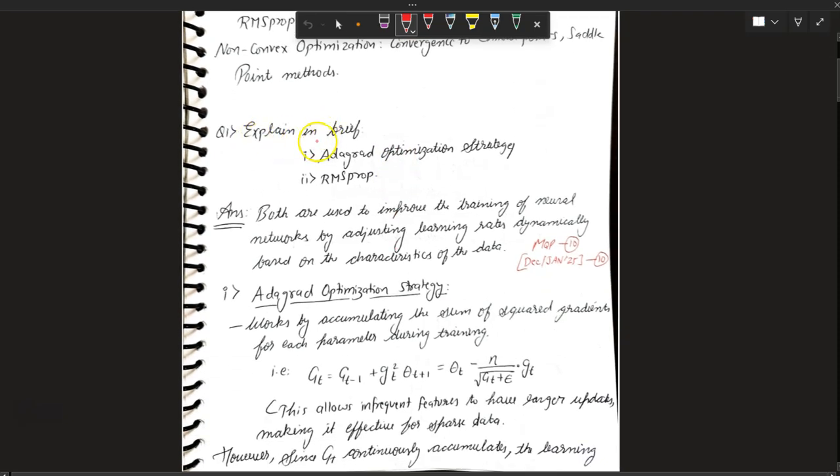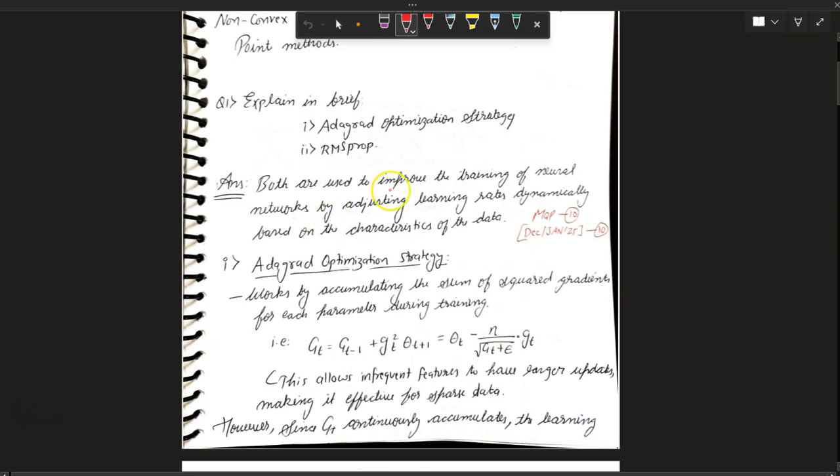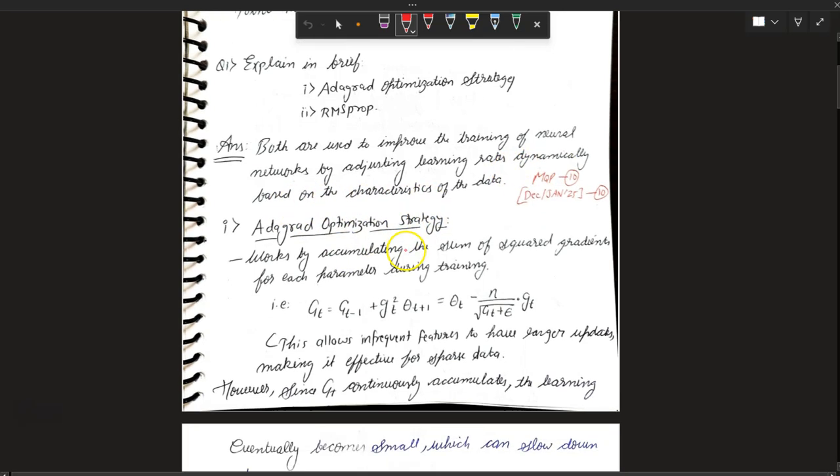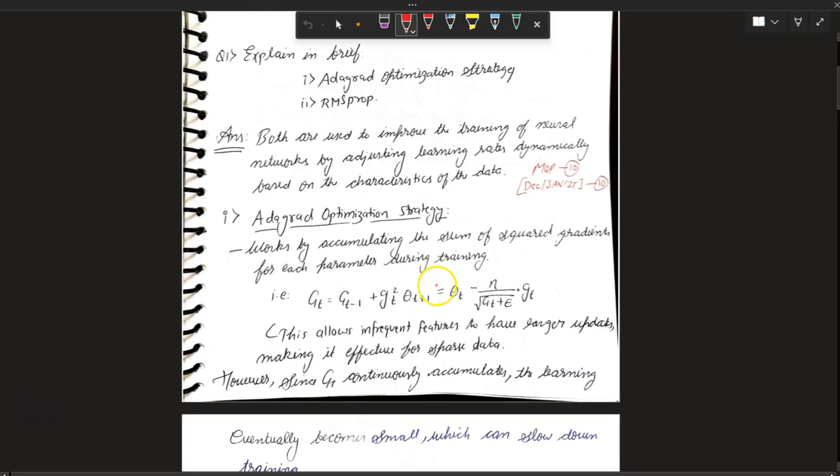First question is, explain in brief ADAGRAD optimization strategy and RMSPROP. Both are used to improve the training of neural networks by adjusting learning rates dynamically based on the characteristics of the data. ADAGRAD optimization strategy works by accumulating the sum of squared gradient for each parameter during training.